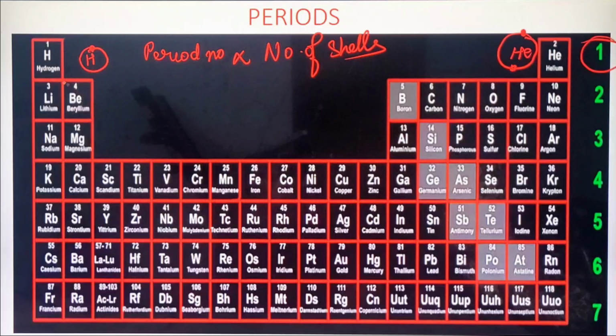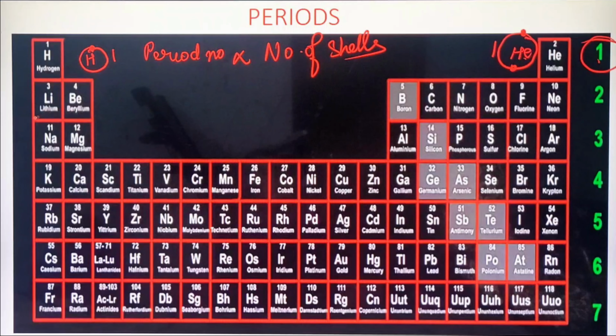Am I clear? So, if I say it is period number 1, how many shells does hydrogen have? How many shells does helium have? Hydrogen has 1 shell. Helium also has 1 shell. So this is one of the things that you need to remember. Let's once again revise it. What does the period number tell you, children? The period number will tell you how many shells are there in a particular period.